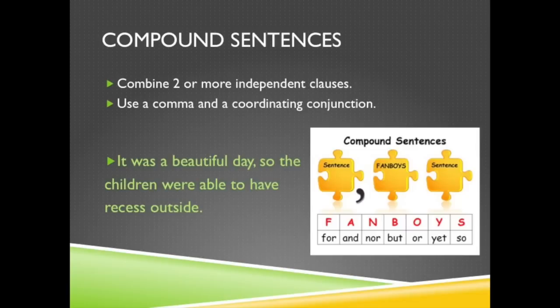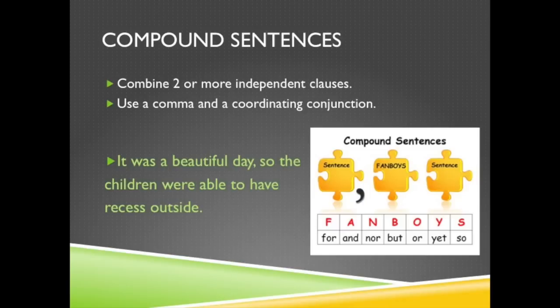To make a compound complex sentence, we have to combine what we learned about compound sentences and complex sentences. So let's take a moment to look back at compound sentences. A compound sentence combines two or more independent clauses. Remember, an independent clause can stand on its own as a complete sentence. In order to combine the two independent clauses, you must use a comma and a coordinating conjunction. We used the mnemonic FANBOYS to remember some of the most common coordinating conjunctions.